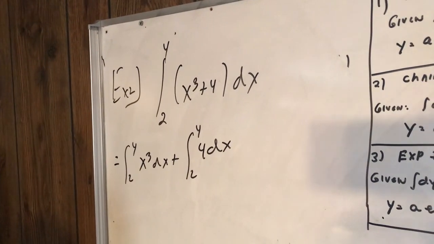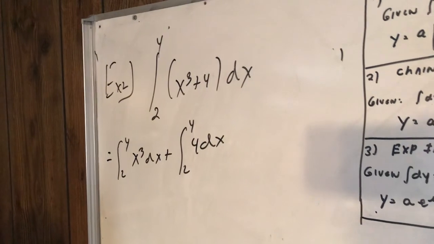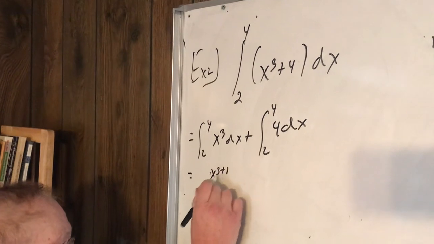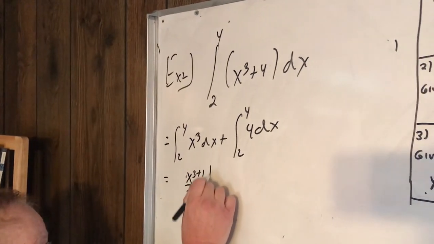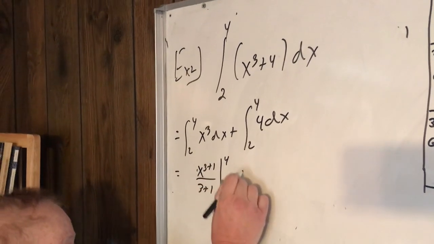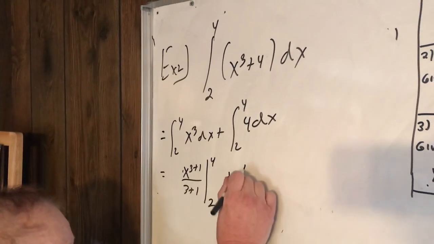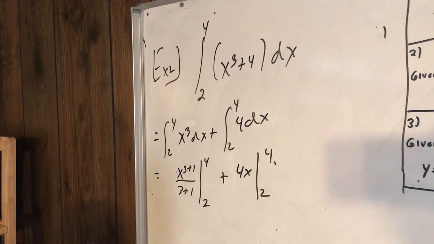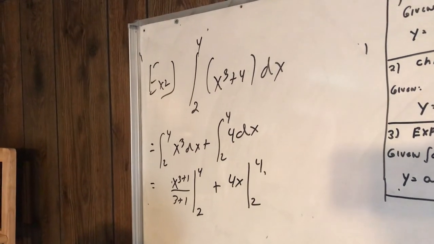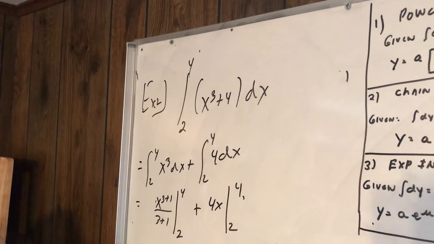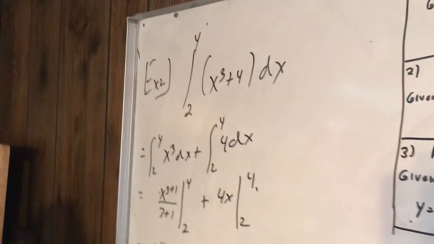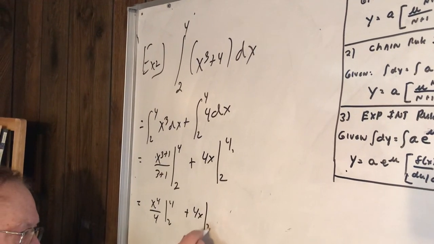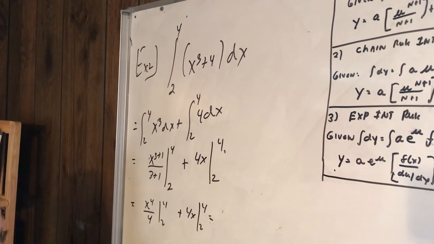All right, now this is a simple power rule right up there. So this is going to be x to the 3 plus 1 over 3 plus 1, and now you have to have your 2 and 4 here. This is going to be 4x, 2 and 4. Okay, you didn't have to have that before. So what we get here is x to the 4th over 4 between 2 and 4, plus 4x between 2 and 4. And we handle each one separately.